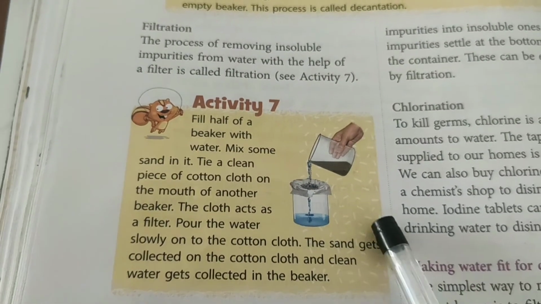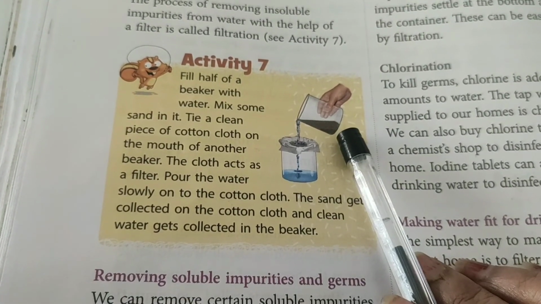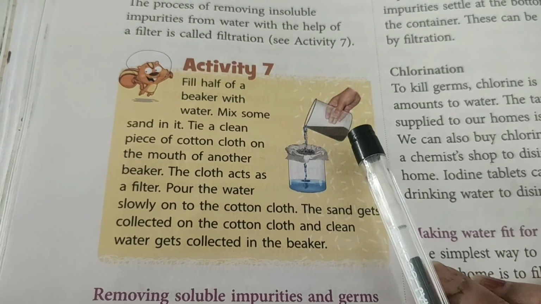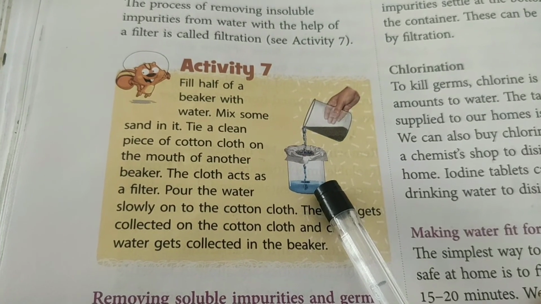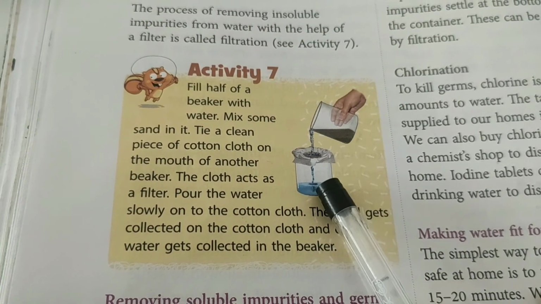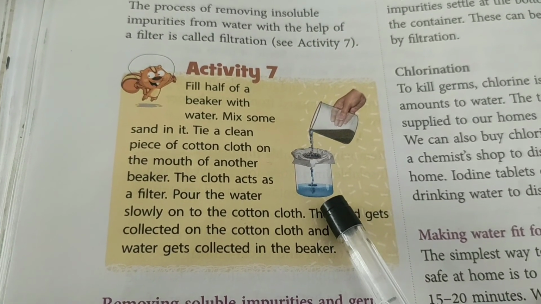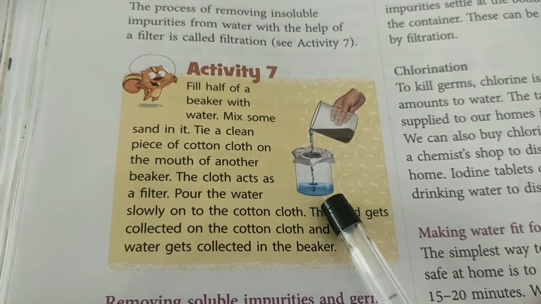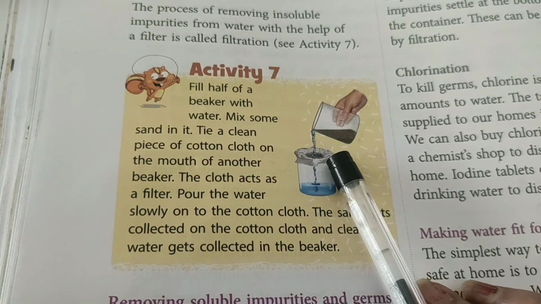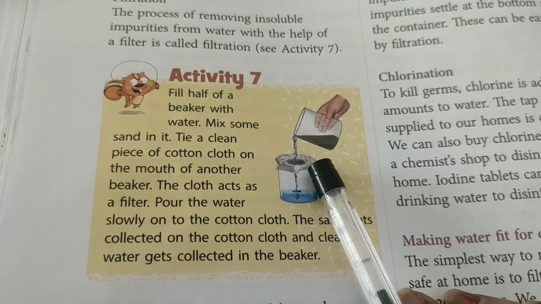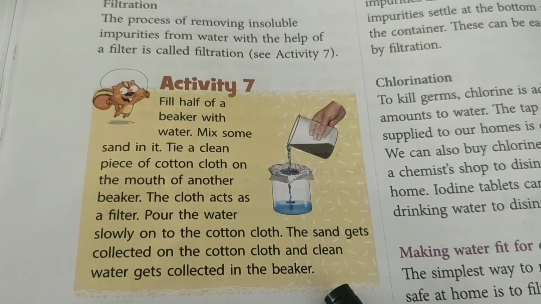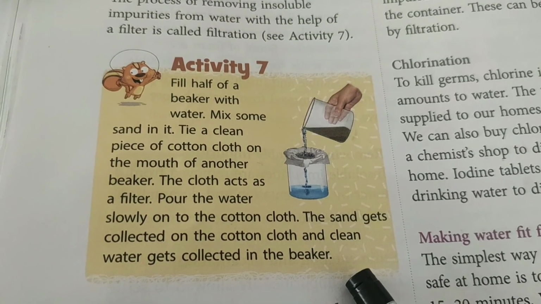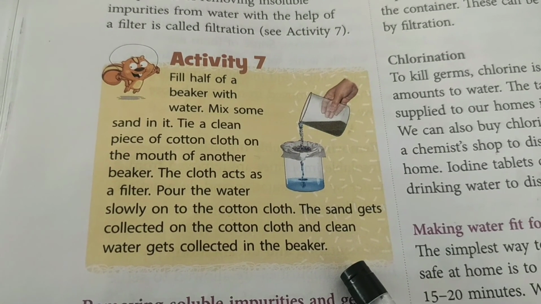We can see here this impure water mixed with insoluble impurities is poured slowly on a cotton cloth which is acting as filter, and clear water is collecting in the beaker, and the sand or insoluble impurities get collected on the cloth. This is filtration method, filtering the insoluble impurities.